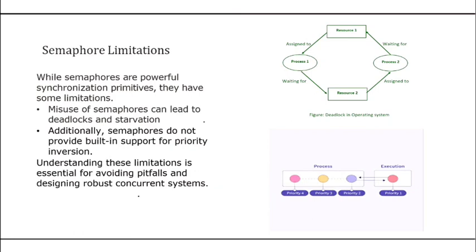In this slide, we look at the semaphore limitations. Semaphores are valuable tools for synchronizing concurrent processes, but they carry limitations. Misusing them can result in deadlocks where processes are stuck waiting for resources indefinitely, and starvation where some processes are unfairly delayed. Moreover, semaphores lack built-in mechanisms to address priority inversion, a problem where high priority tasks are held up by lower priority ones. Recognizing these constraints is crucial for designing reliable concurrent systems.